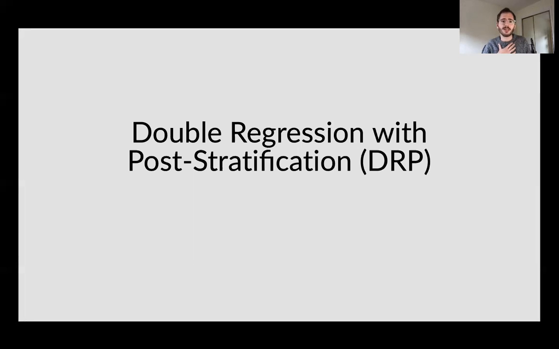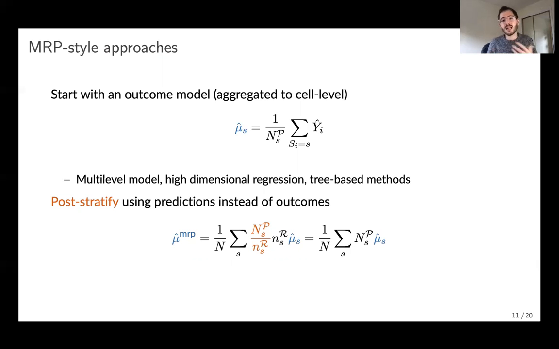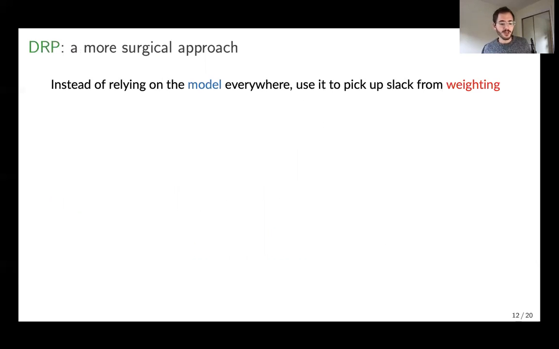Okay, so in the time I have left, let me talk about double regression with post-stratification. To do that, I'll start by talking about how we can use an outcome model here. If we have an algorithm that computes predictions for each outcome, for each unit, we can aggregate these predictions into a cell level average prediction, which is mu hat S, and you can use your favorite predictive method here. We create an MRP style estimator by post-stratifying on these predictions rather than the outcomes. So our proposal to do double regression and post-stratification, or DRP, is to, instead of relying on the model everywhere, just use it to fix where weighting is having problems.